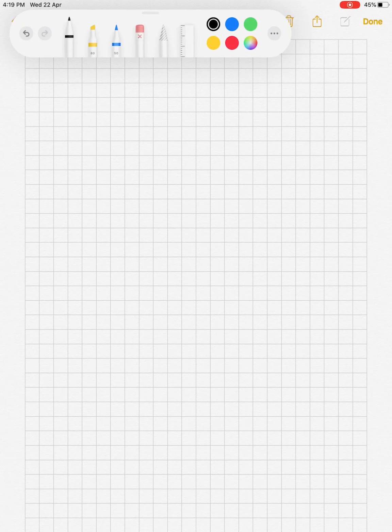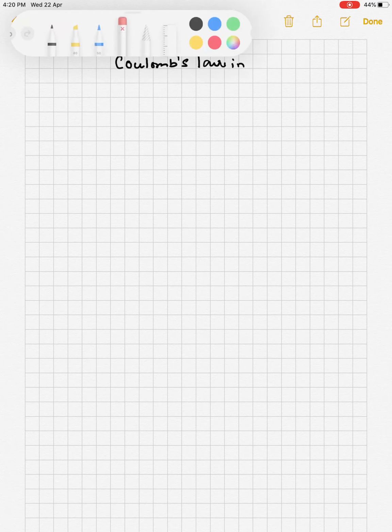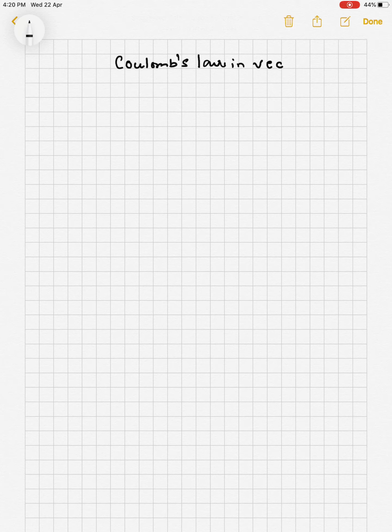आज हम कूलम्स लॉ इन वेक्टर फॉर्म में पढ़ेंगे। So today is Coulomb's law in vector form. So Coulomb's law in vector form.